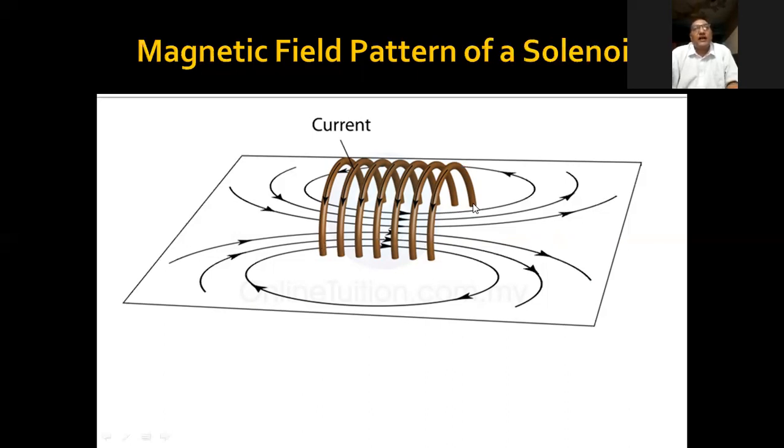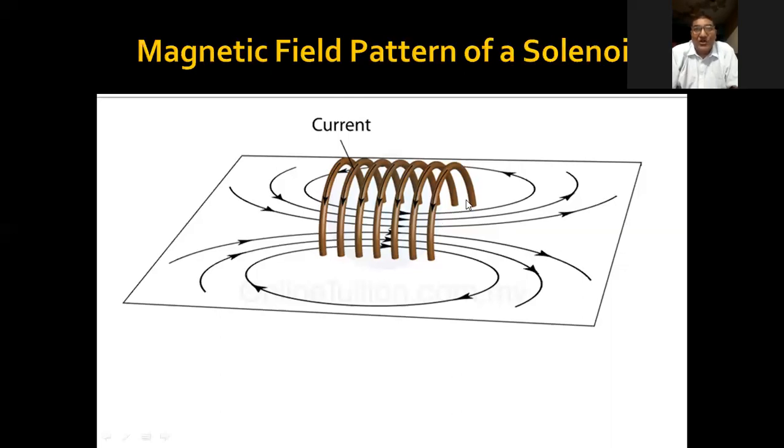So here in this diagram, you see, the current is coming out of the plane from here, and from here, the current is going into the paper. So if I apply the right hand grip rule here, the direction of the magnetic field lines will be anti-clockwise. And here the current is going into the paper, so I apply the right hand grip rule, and the magnetic field lines around it will be clockwise, sorry. Here it will be clockwise, and here it will be anti-clockwise.